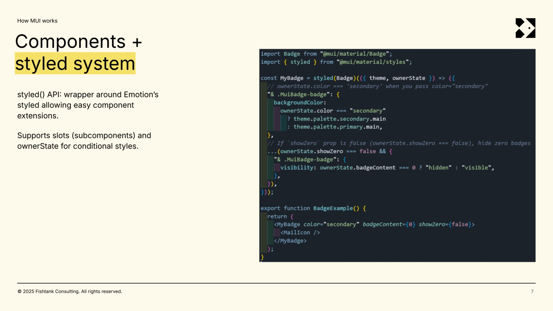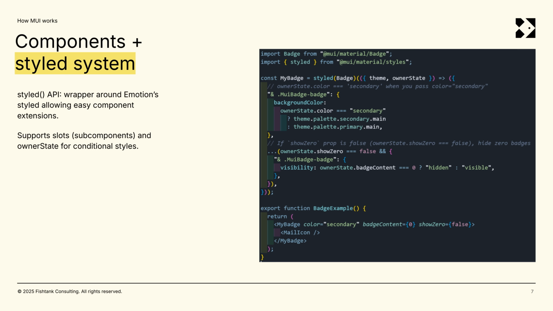So here we're changing the background color based on the owner state and accessing that theme palette to pull the direct color values from our theme. We're also changing the show zero prop value here to determine whether or not we want the visibility to show. And you can see in the export function towards the bottom how we're defining those values.